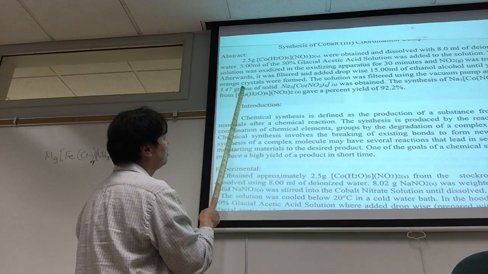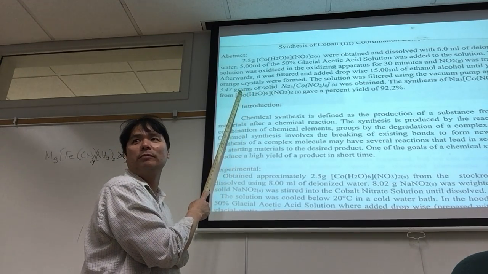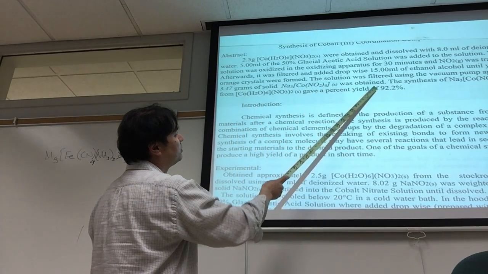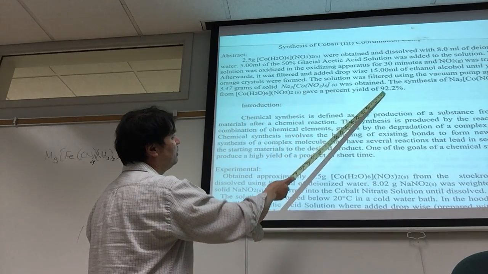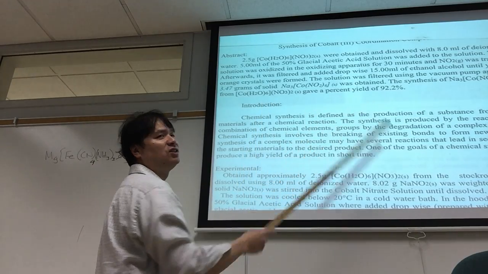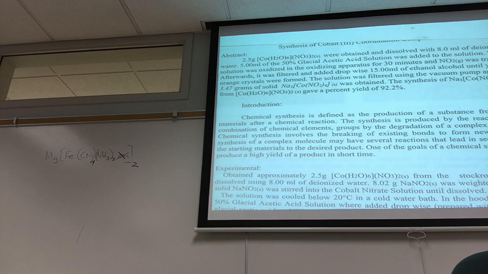This is good. They put some colors in here. It's always good. Did you know it was orange-yellow from the previous abstract? No. The solution was filtered using the vacuum pump apparatus. 3.47 grams of solid was obtained. A synthesis of this from that gave a percent yield of 92.2%. A huge difference in percent yield. This is the same semester, same class. Makes me wonder if there's a calculation error or they just lost a lot.